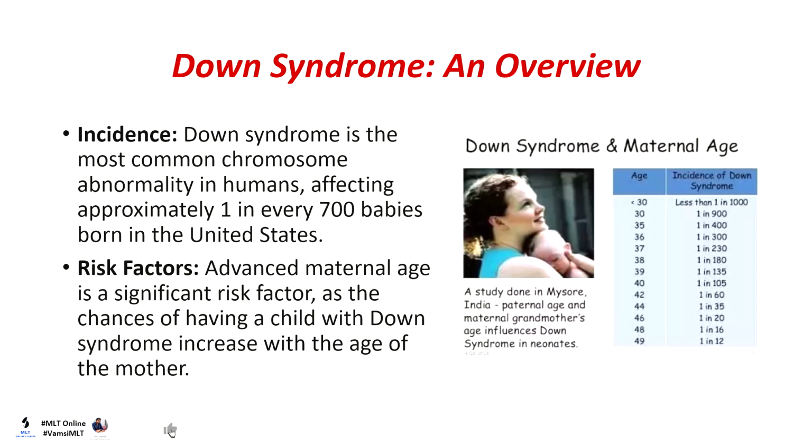Incidence: Down syndrome is the most common chromosome abnormality in humans, affecting approximately 1 in every 700 babies born in the United States. Risk factors: advanced maternal age is a significant risk factor, as the chances of having a child with Down syndrome increase with the age of the mother.